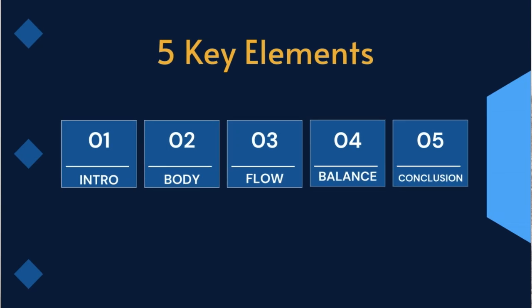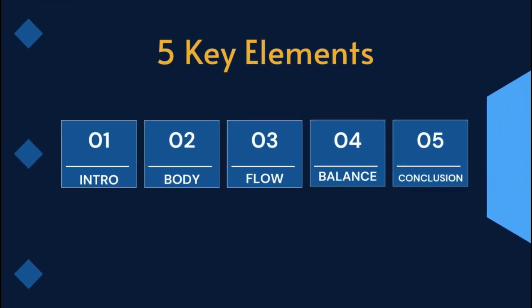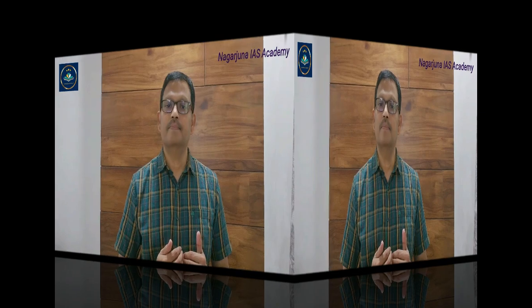Finally, while writing your essay, you can consider 5 key elements. They are introduction, body, flow, that is articulation. Articulation means ensure smooth transition between different ideas. Balance is about mentioning various perspectives and harmonizing all of them to arrive at a decision. End with an optimistic and visionary idea.